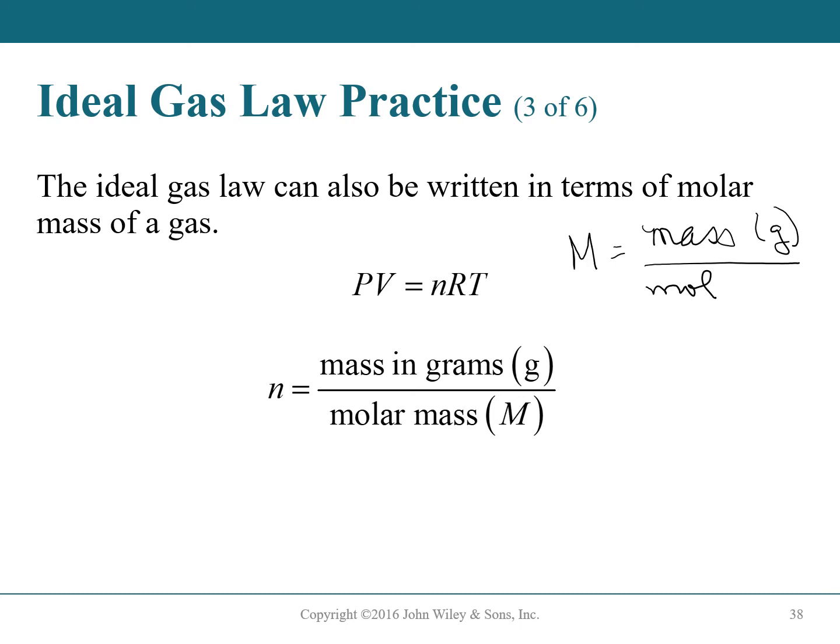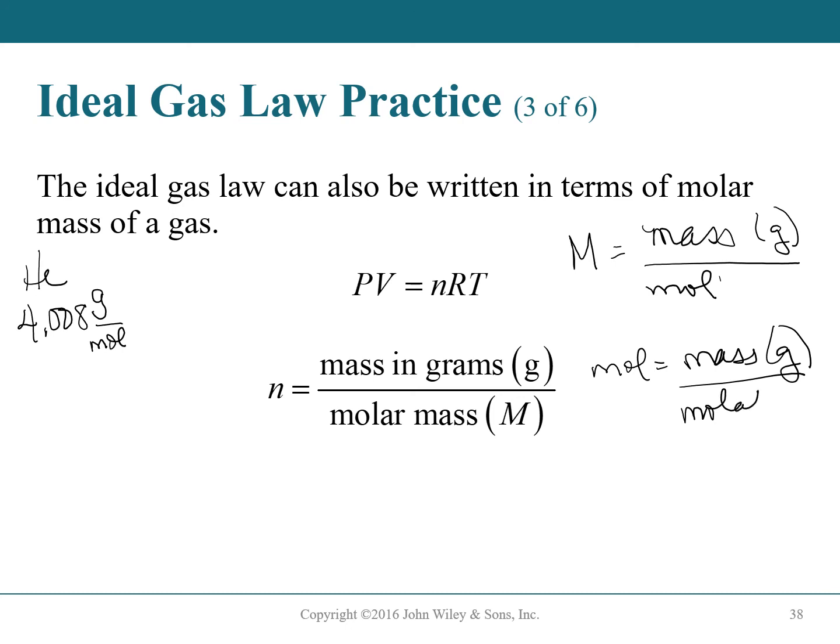So remember, if I say, what's the molar mass of helium, and you look at it and say, isn't that 4.008? The molar mass has units of grams per mole. So molar mass is mass divided by moles. If I rearrange it, and moles, remember, is the variable n, if I wanted moles, the moles would be equal to the mass of your sample divided by the molar mass. So you know where that comes from.